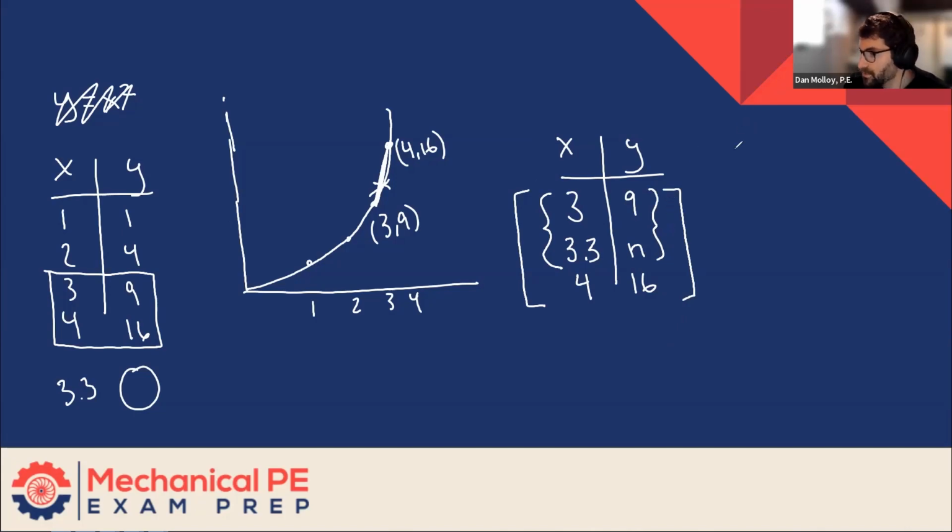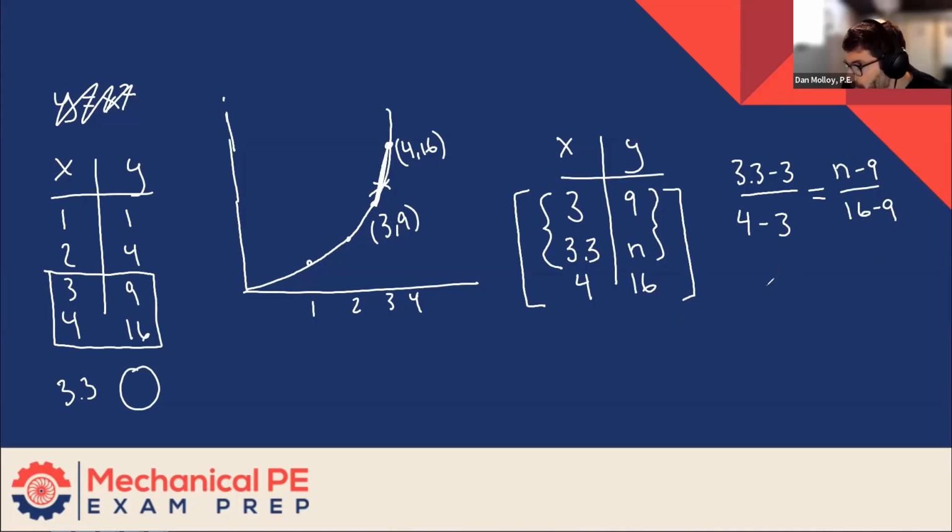So then we could say 3.3 minus 3 over 4 minus 3, the total distance. And I said distance, I meant difference, but actually distance is a good way to think about it because it ties back to this graphical model. It's the distance from 3 to 4. So 4 minus 3 is the total. And then for the y, it's going to be n minus 9 over 16 minus 9.